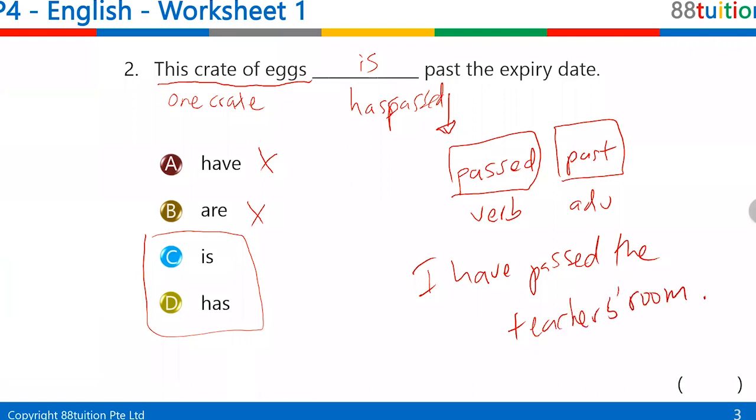Are you with me? Yeah. But I walked past the teacher's room. Or I walked past. With me? Okay, good.